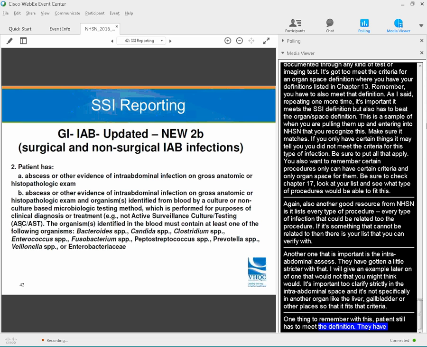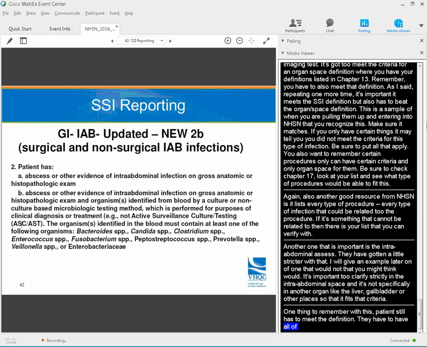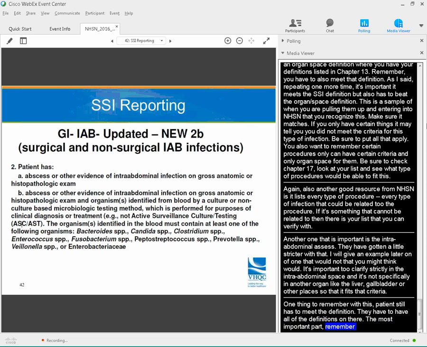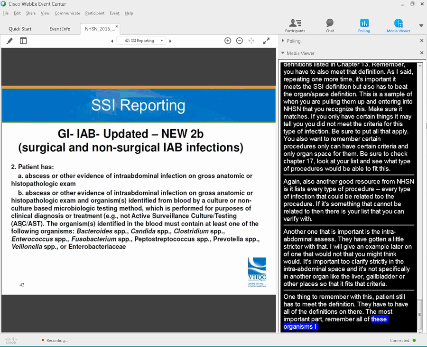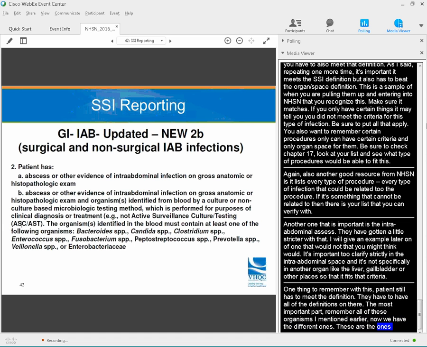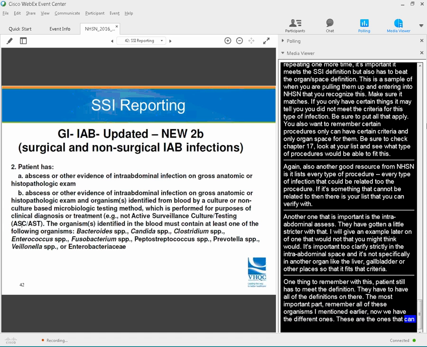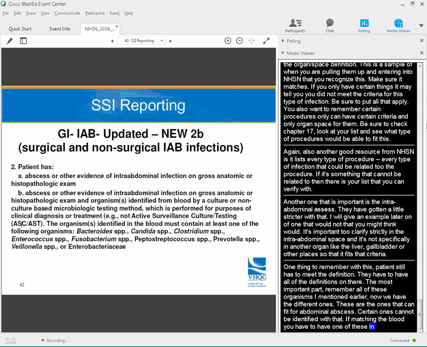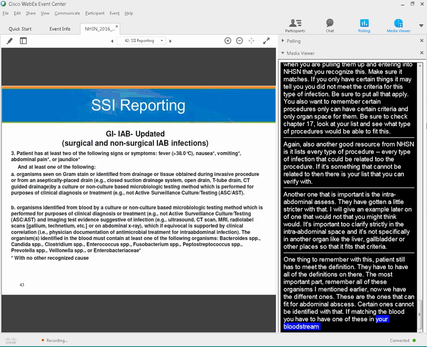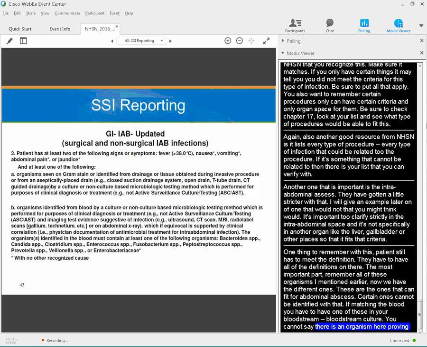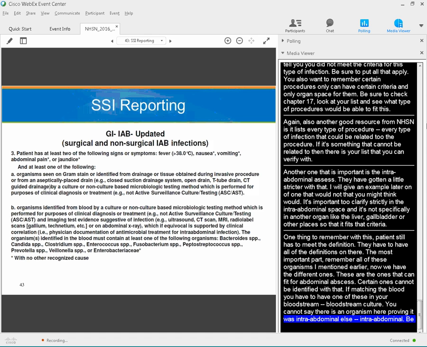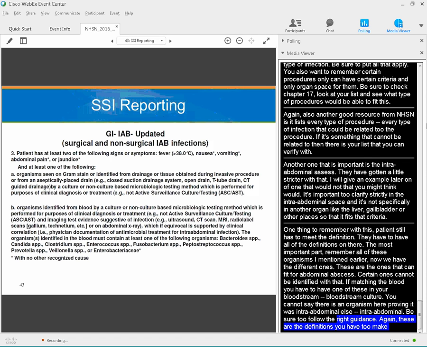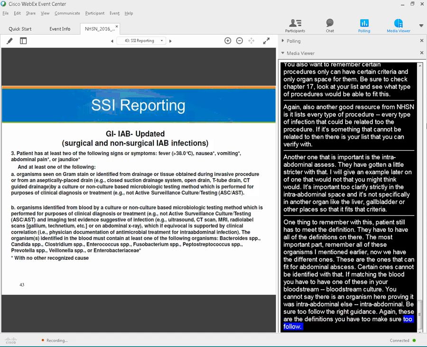And then the most important part is, remember that all these organisms that I mentioned earlier, now we have the different ones, that these are the ones that can fit for abdominal abscess. Certain ones can't be identified with that. So if you're matching from the blood, you've got to have one of these in your bloodstream. In fact, for your bloodstream culture, you can't just say, oh, there's an organism here that proves that it was an intra-abdominal abscess. So you want to make sure you follow the right guidance on that. And again, these are the definitions that you've got to make sure you follow. And if it's an intra-abdominal abscess, whether it was related to the surgery or not, you just have to make sure you meet that definition along with your SSI.